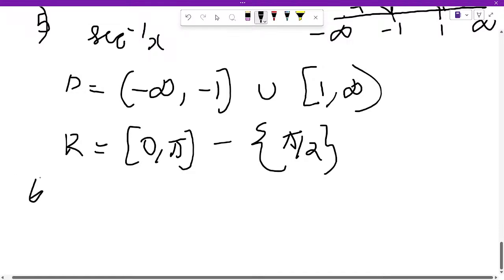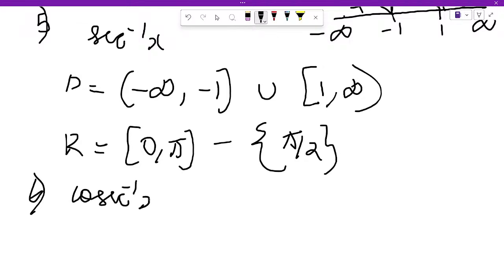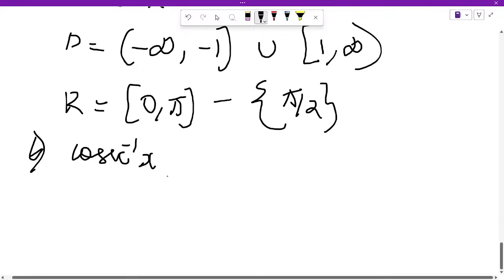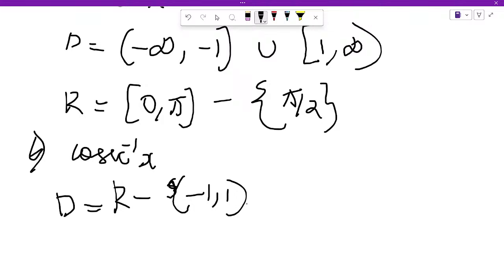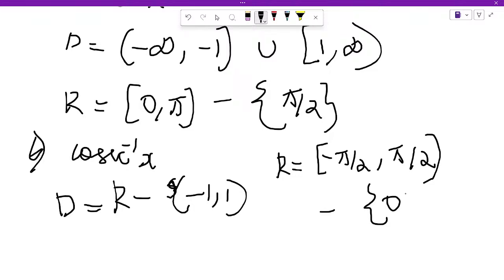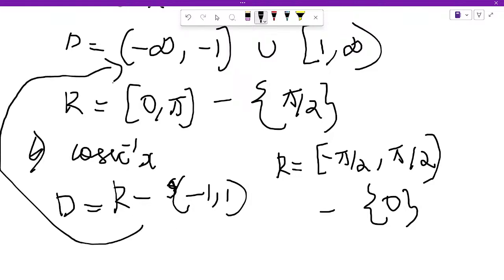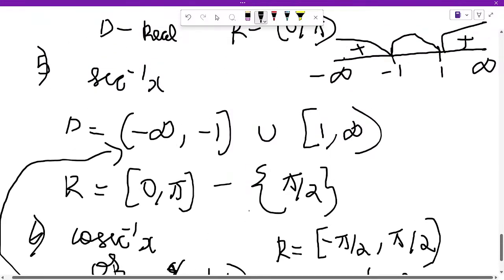Okay. The last one is cosec inverse x. For cosec inverse x, same but a small difference. We can either write it like this, real minus the open interval minus 1 comma 1. That is not the range, it's the domain: all the real numbers except minus 1 and 1, okay? And the range will be the closed interval minus pi by 2 comma pi by 2 minus set 0. Okay, here cosec inverse x can also have the same domain as this one or this. Just note it down, guys.